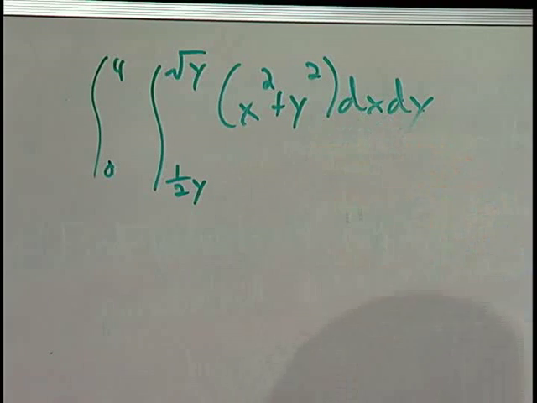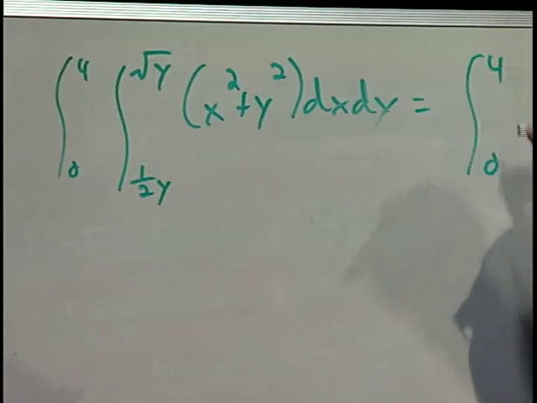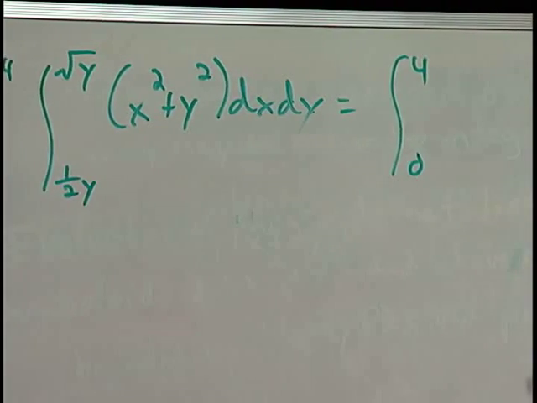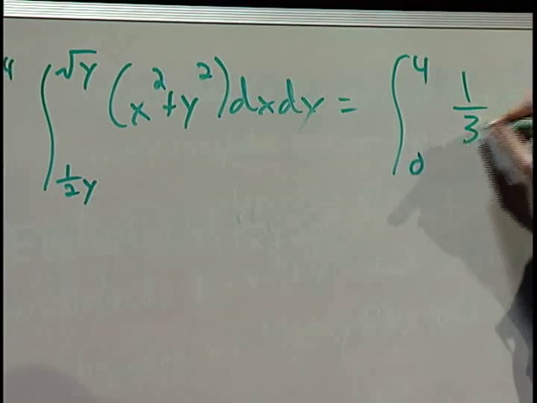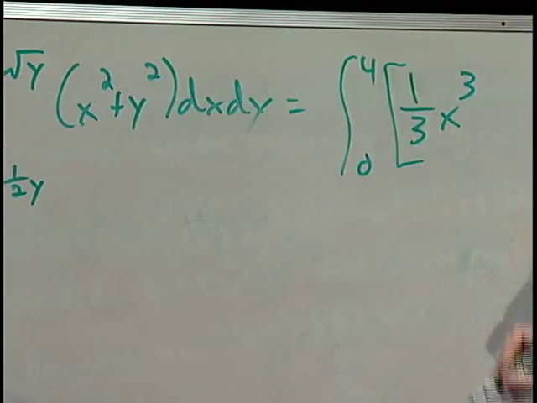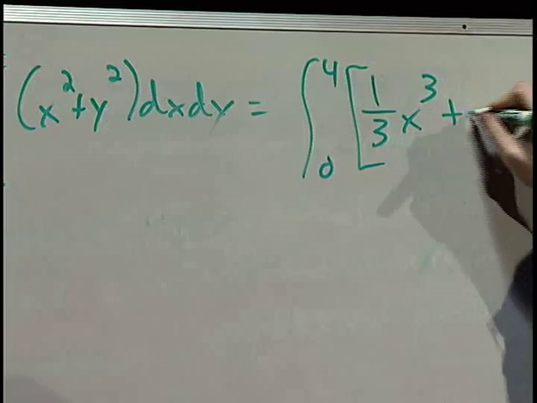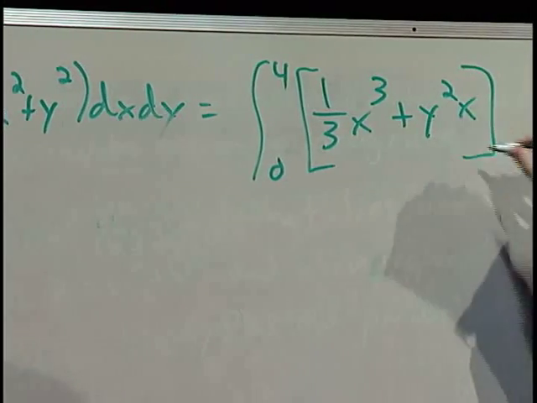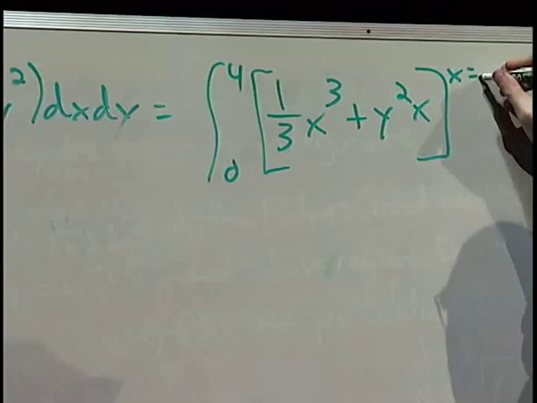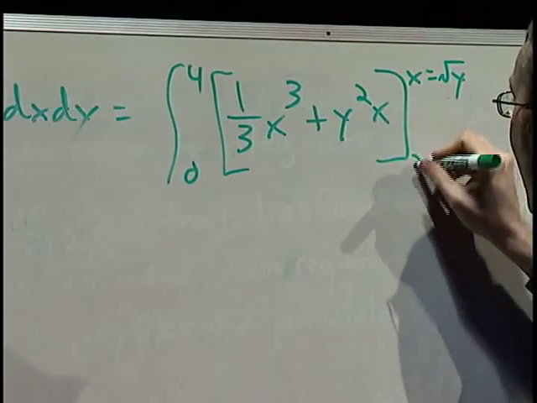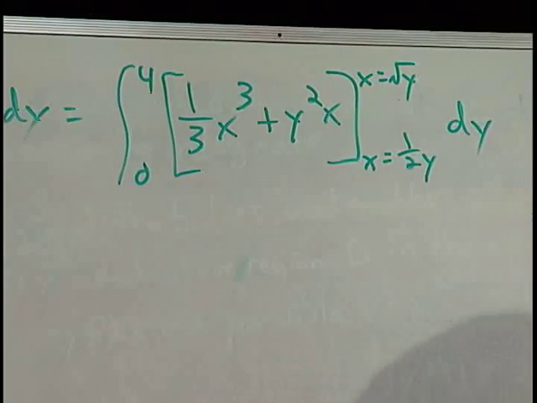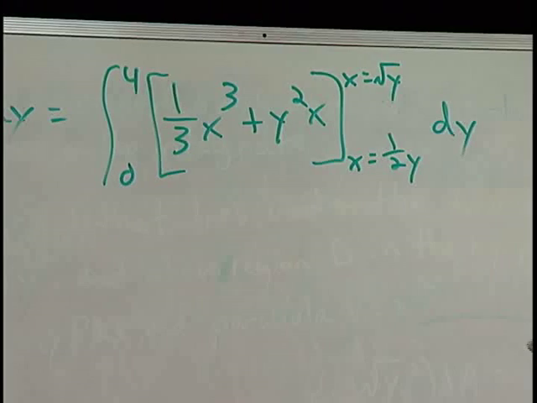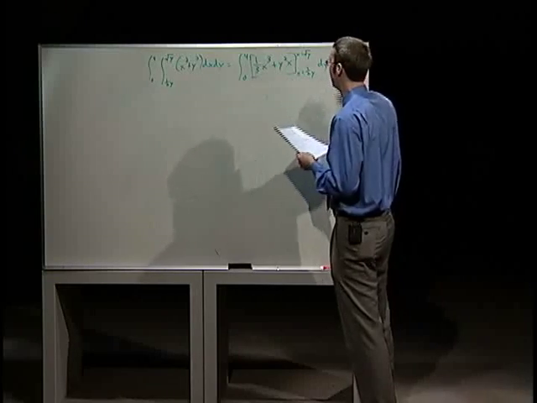All right, with respect to x first, so y limits stay the same. Integrating that, that would be 1/3 x cubed, and then y squared is like a constant, so that's plus y squared x, and that is from x equals 1/2 y to x equals square root y, and that is in terms of dy still. So let's see here. What do I want to do with this? I guess we'll fiddle around with it.